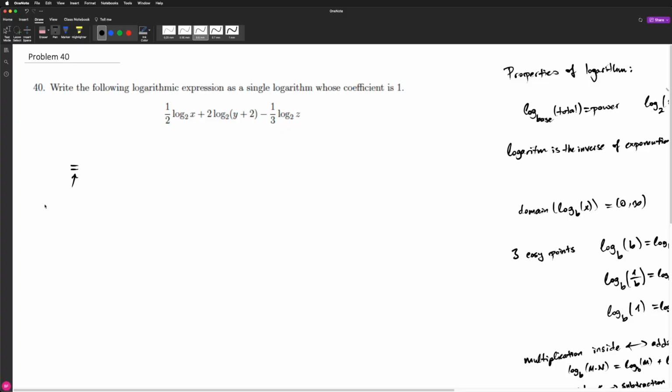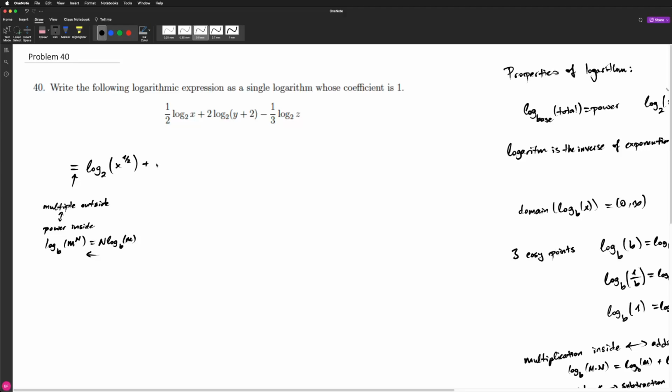I'll be using the rule: multiple outside is equivalent to power inside. Using that rule multiple times, so logarithm of m with respect to base b, times n, equals n times logarithm of m with respect to base b, but we'll be using this in this direction. So 1 over 2 multiple outside becomes the power 1 over 2 inside.